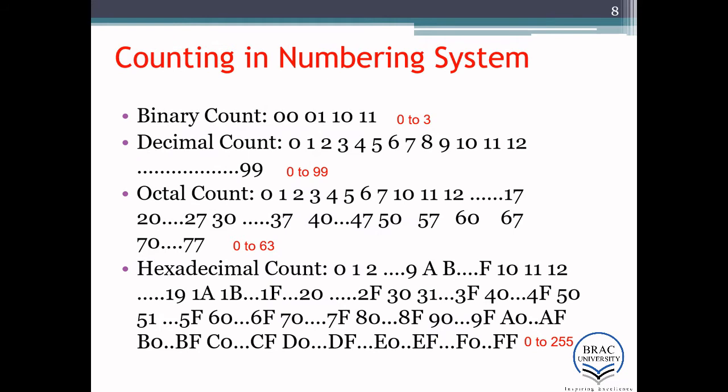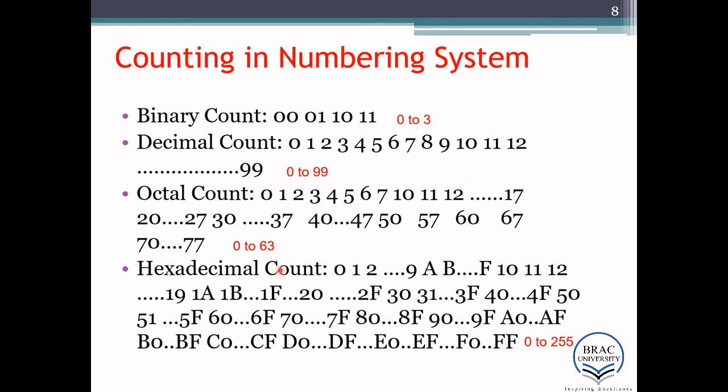Counting in number system. In the binary number system, you can represent 00, 01, 10, 11, something like that. So you have 0 to 3. In decimal you have 0 to 99. For 2 digits it will be 0, 1, 2, 3, 4 up to 99, something like that.